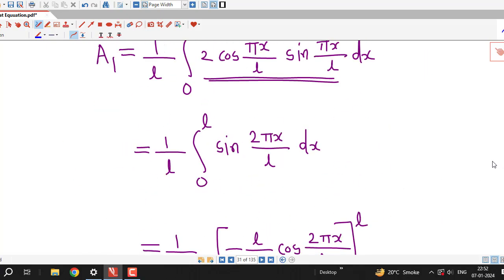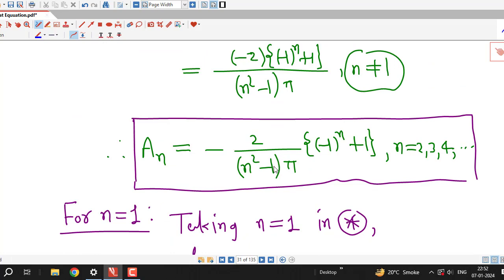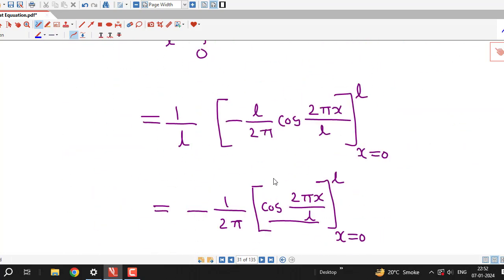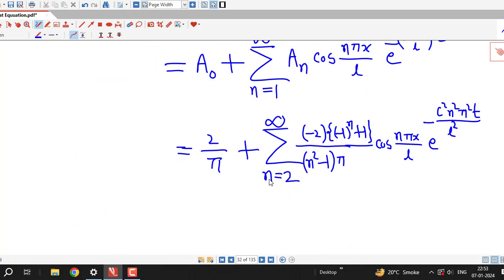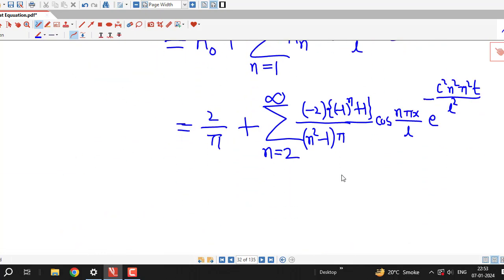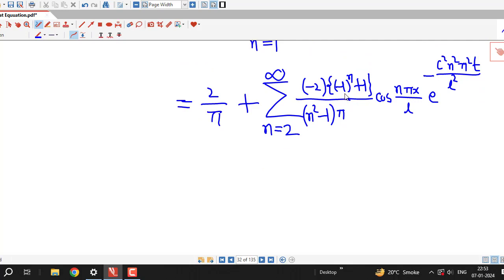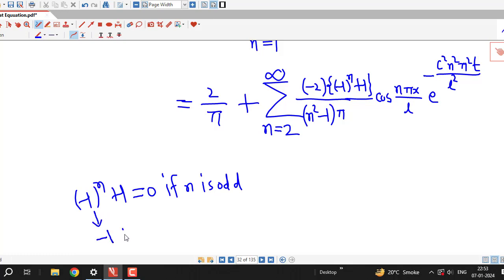Let me check the value of an again. Minus 2 divided by n square minus 1 pi into minus 1 raised to n plus 1. That I have written here. Now if you observe this minus 1 raised to n plus 1, it is 0 if n is odd. If n is odd, then minus 1 raised to n will become minus 1, and we have plus 1, so this is going to be 0.